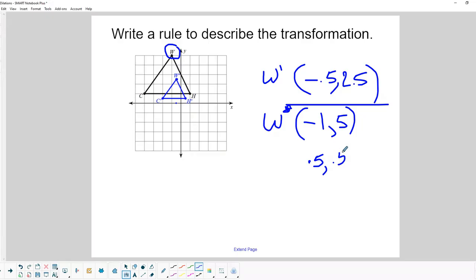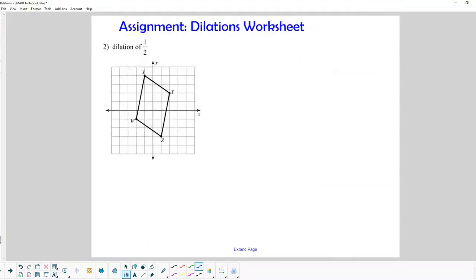Okay for vacuum? Yeah, come on in. So that would be our scale factor, 0.5. Okay for vacuum? Can you give me about one more minute? Yeah. Okay. I'll be right back.